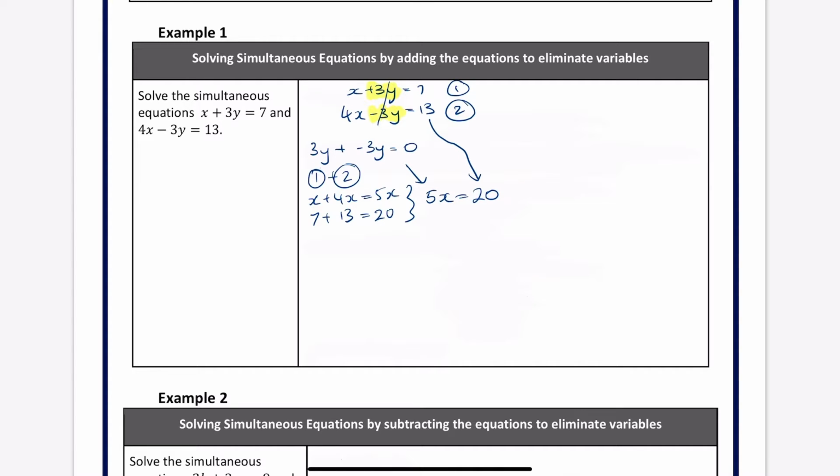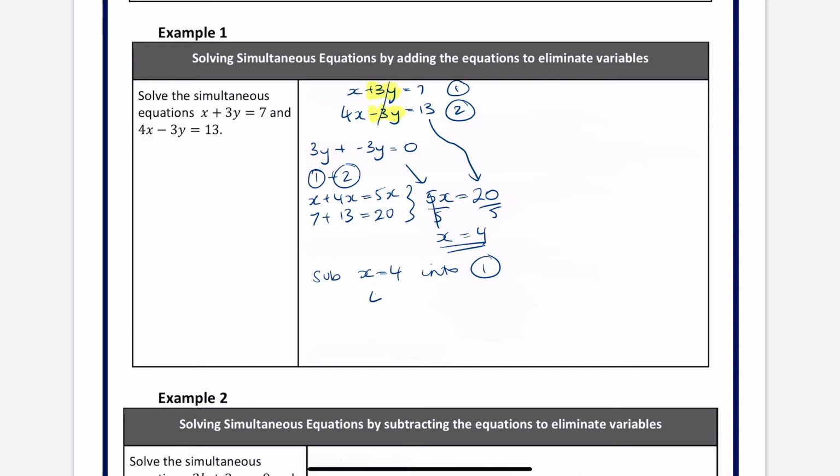So let's solve this for x. We divide both sides by 5. x equals 4. Now, we haven't finished solving the simultaneous equations yet, because we need to find two variables. We need to find what y is equal to as well. So we need to substitute x equals 4 into one of the equations. I'm going to pick the first one. And let's solve for y from that.